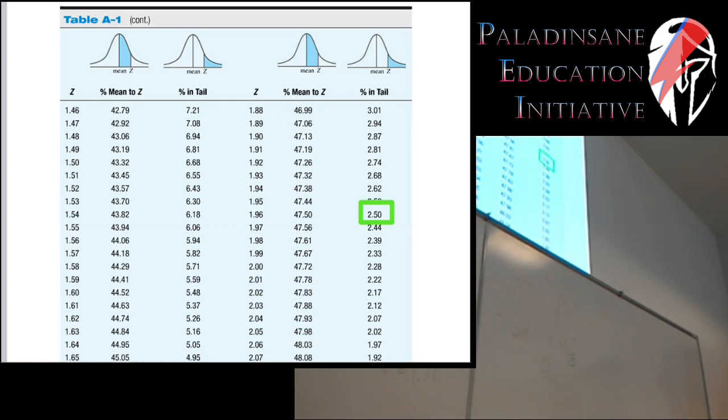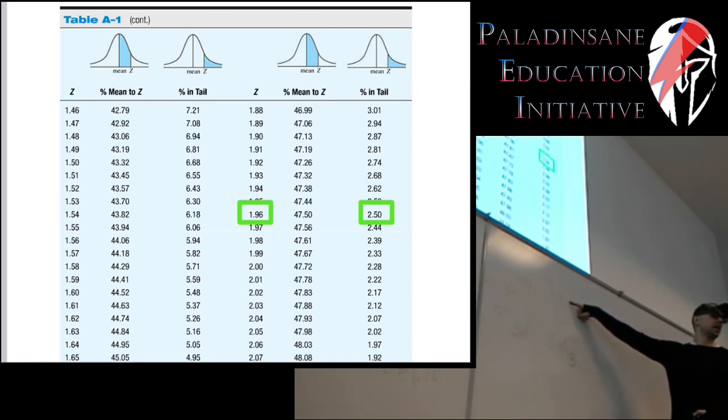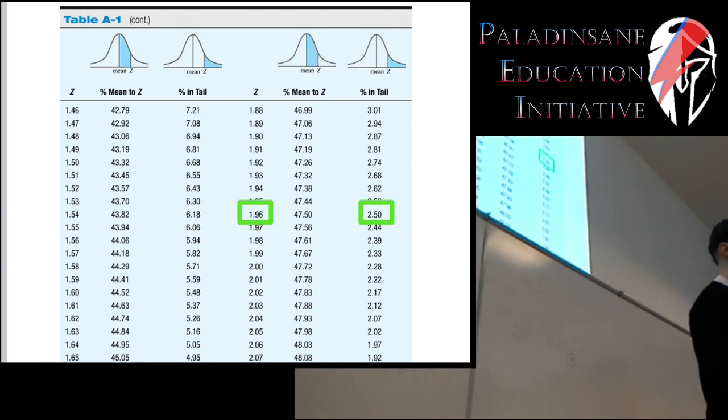Then we look up the z-score. Make sure that you know which column you're looking at. You look up your percentage, then you go to your z-score. Don't fall for another column. So we go to our z-score associated with 2.5% in the tail, and that's 1.96, and that's where your line in the sand comes from. That's where that 1.96 comes from.